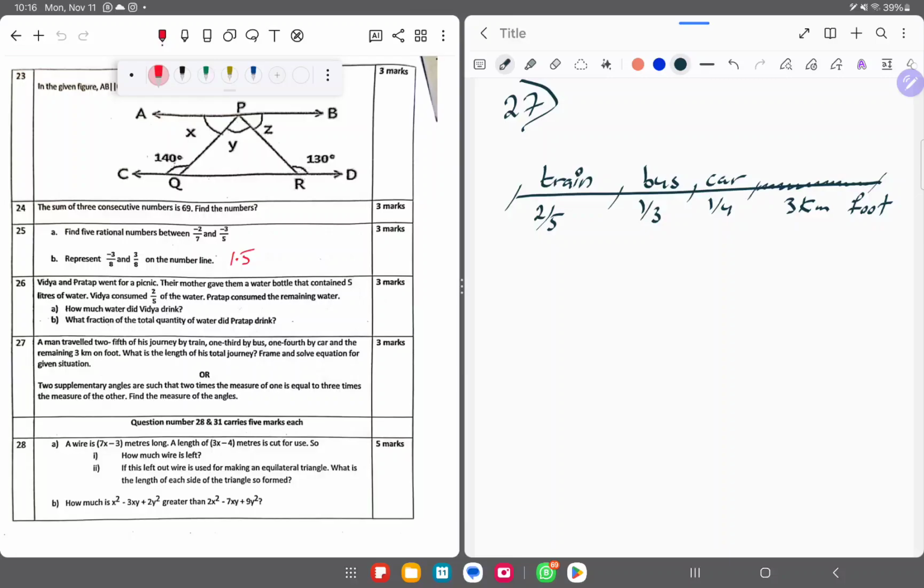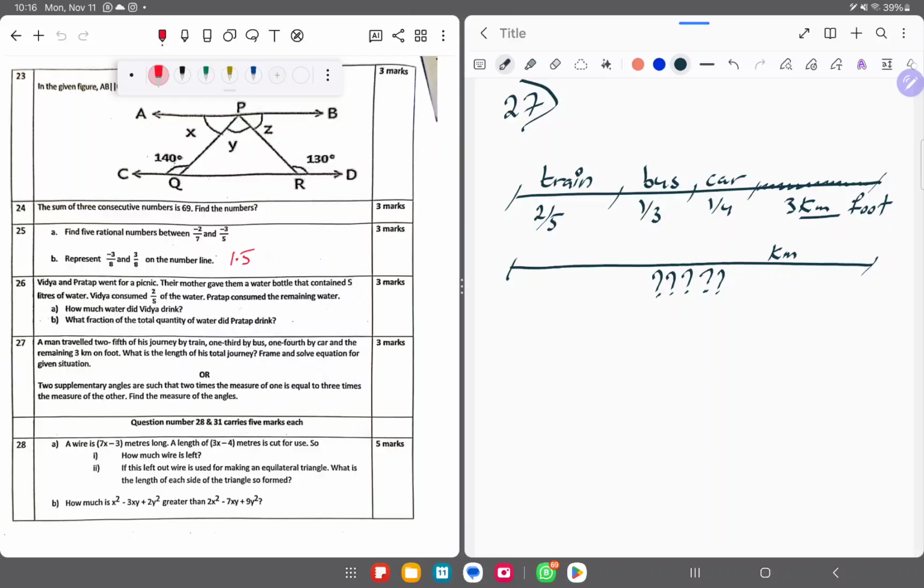What is the length of his total journey? So what is the length of the journey? All of this is equal to how much? What is the length of this? In kilometers, because they gave me 1 unit to work with. What is the length of his total journey, and solve the equation.